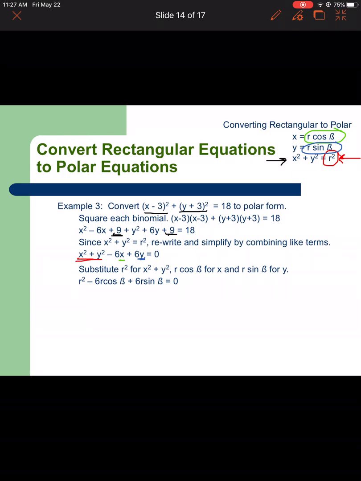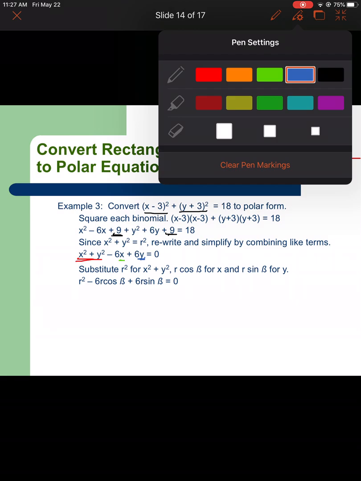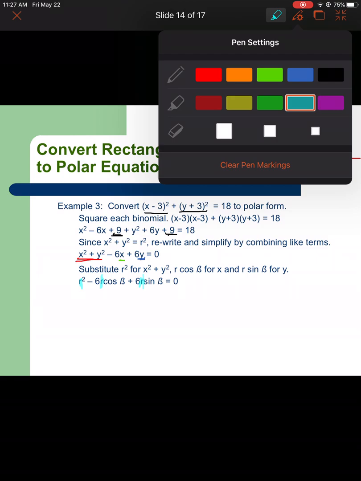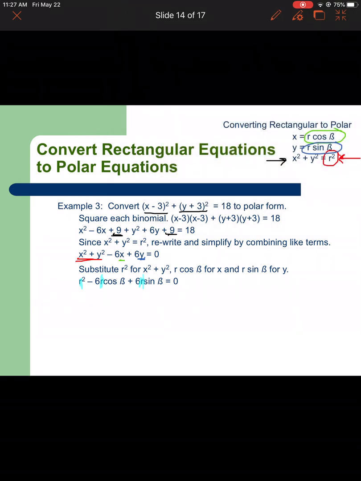And I get this, r squared minus 6r cosine of beta plus 6r sine of beta. Okay, now what can we do? We have 3 different terms. What do these terms all have in common? Ooh, they have an r in common. So I'm going to factor out an r from every single term. And when I do that, I get this.